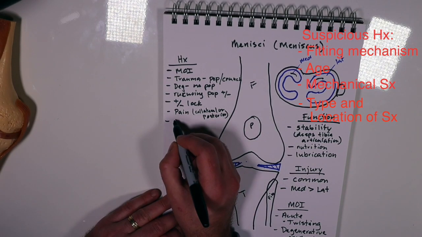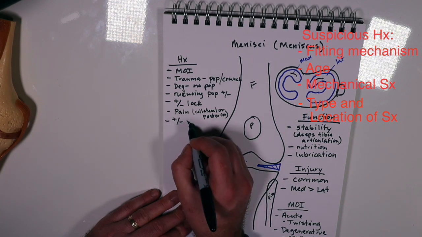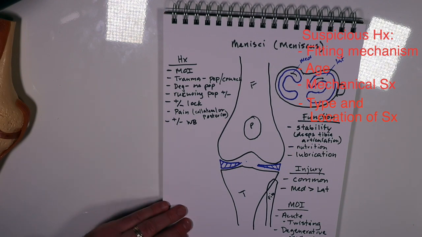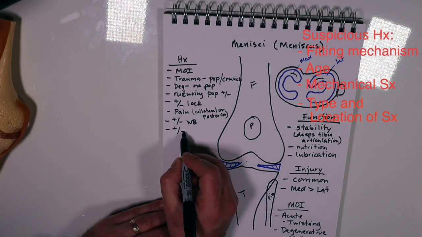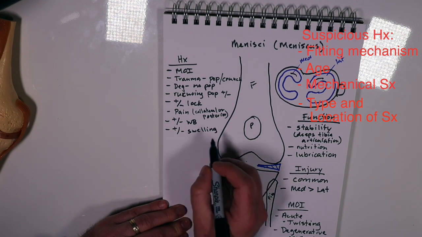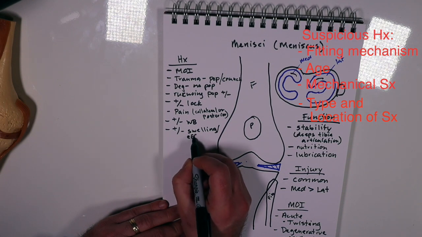If it's an acute injury, then they may not want to weight bear, so they may or may not be weight bearing. If it's a degenerative tear that's occurred over time, they may be able to weight bear just fine, just with pain. So those are presenting symptoms that they may describe. They may also have swelling, particularly effusion, particularly if it's a lateral meniscus tear. Those tend to cause more of an effusion than medial tears.